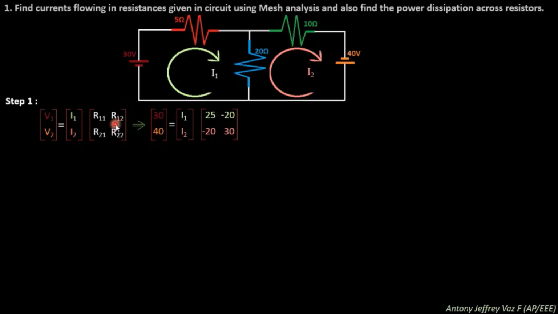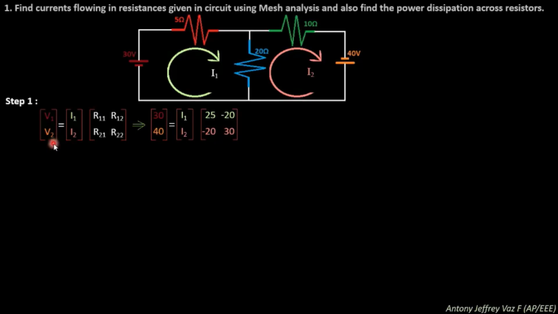For R12, loop 1 and loop 2 are both present. The 20 ohm resistor is present in loop 1 as well as in loop 2. For this you need to see the current direction. The I1 current is flowing in clockwise direction, whereas I2 is in the anti-clockwise direction with respect to I1. So you need to put minus 20. That's all, very simple. Same as Kirchhoff's law, but you are directly putting the values in the matrices. This is the difference between Kirchhoff's law and mesh analysis.